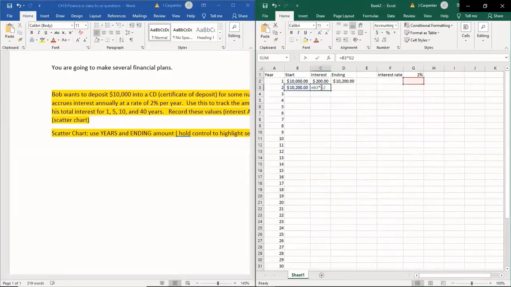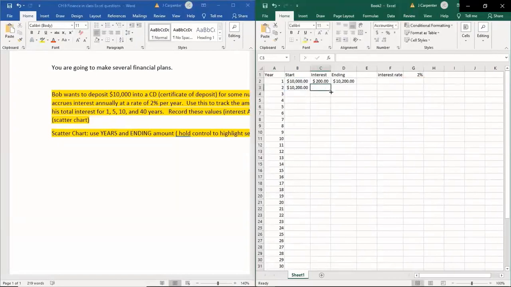Double click the cell, and you can see why. The blue box is correct. That's the starting balance of that year, but the red box has moved down as well, so it's no longer on the 2% interest. That's because we need to fix that cell reference. We don't want that red box moving at all.